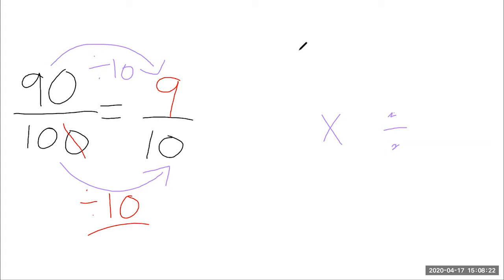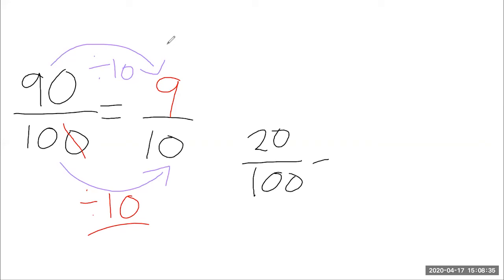So let's you try some on your own. Let's say we had 20 hundredths. We wanted to make that become tenths. Give you about 10 seconds to try this on your own. Hopefully, you notice that 100, if you divide it by 10, you will get 10. And if you do it to the bottom, you do it to the top.